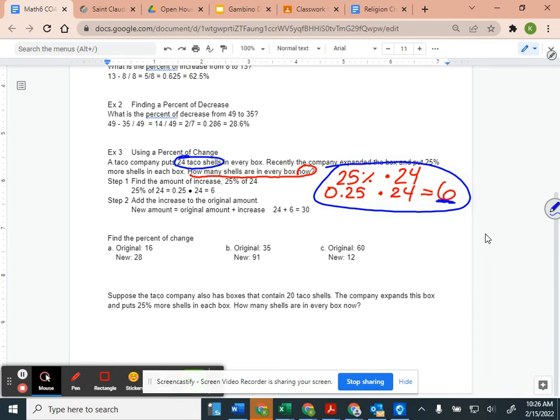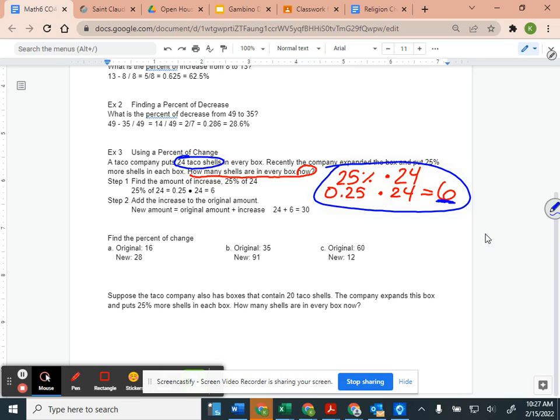So let's do a little practice. Find the percent of change. If our original had 16 and now it has 28, what is that percent of change? Who remembers what we did at the top of the binder sheet? The amount of increase or decrease over the original amount. So how am I going to set this up?